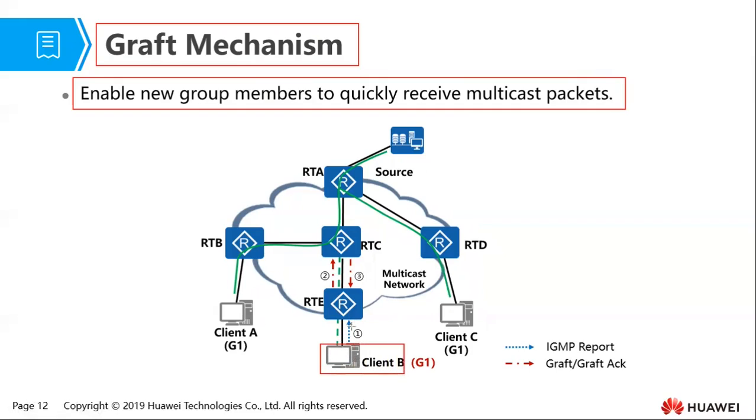So this guy now wants to join group one. Remember, RTC was no longer forwarding packets from group one in this direction. So this guy will send a report message to RTE saying, hey, I want to join group one. Remember, this is simply a multicast address. Then RTE will send what we call a graft message to RTC. Then RTC will respond with a graft acknowledgement. After RTC responds with a graft acknowledgement, it's now going to begin forwarding multicast packets from group one to RTE, and RTE will now deliver it to client B. So that is what we call the graft mechanism.